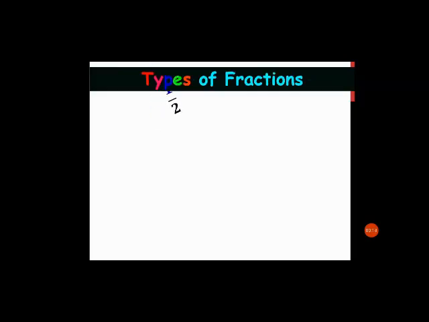So, if we look at these fractions we have here, 1 over 2, 5 over 6, 2 over 3, and 4 over 9, we would notice that the numerator in all of them is smaller than the denominator. So 1 is less than 2, 5 is less than 6, 2 is less than 3, and 4 is less than 9. In this case, we call these fractions proper fractions.